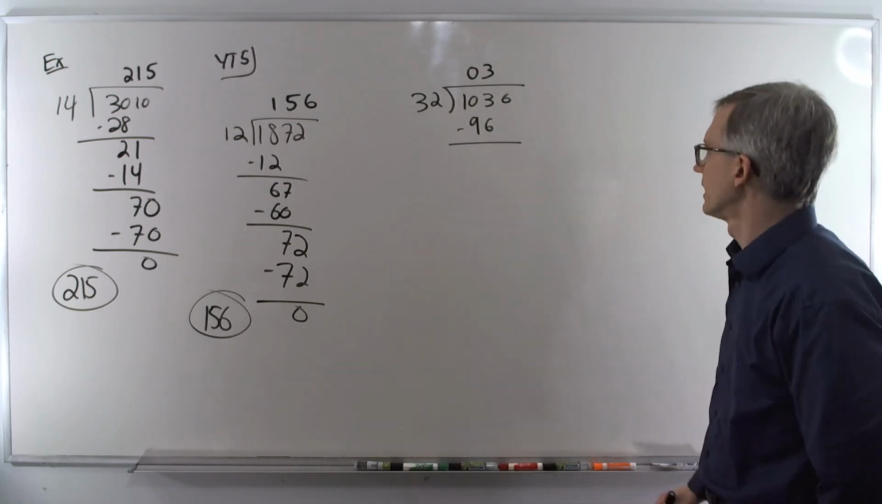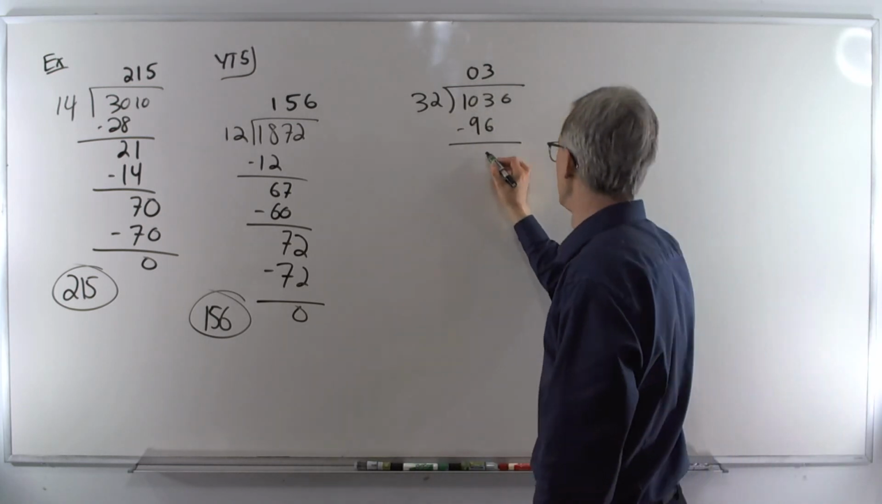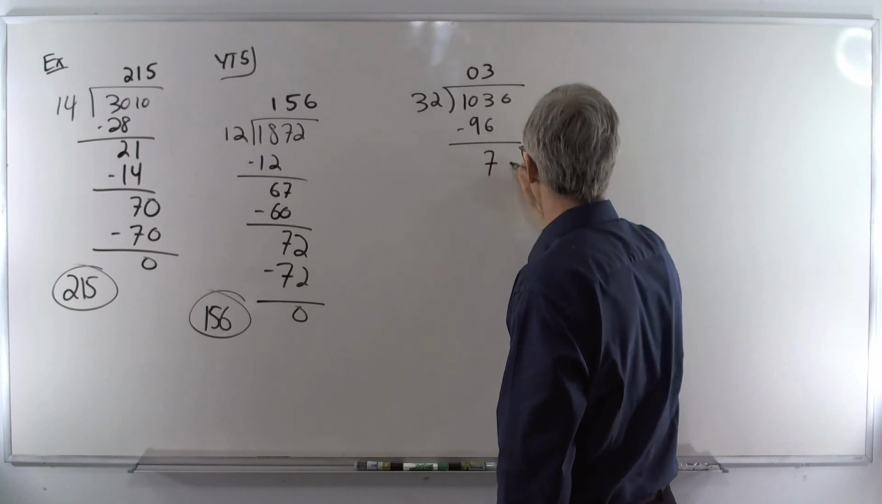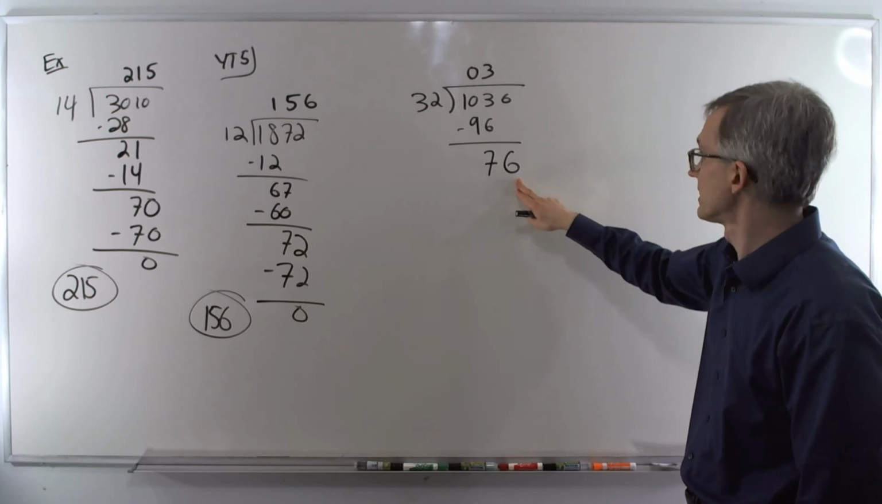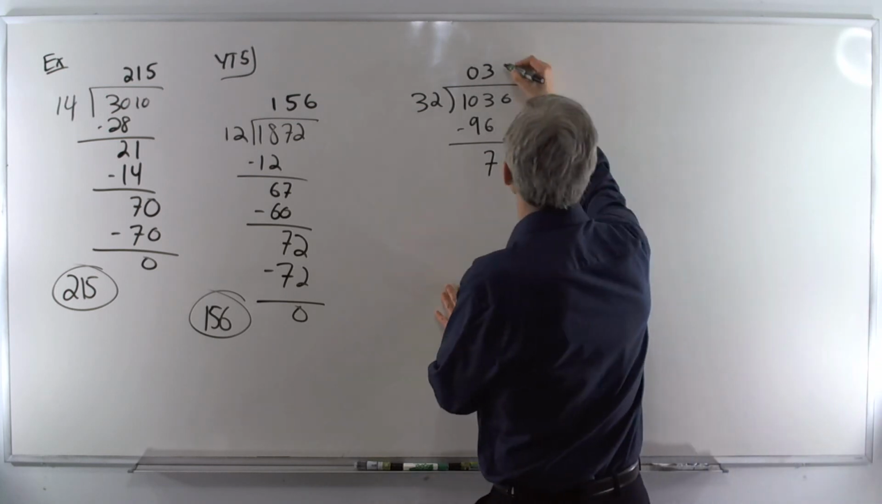So now we're going to subtract 96 from 103. That gives us 7. And then bring down the next digit, the 6. Now how many times does 32 go into 76? That'll be 2 times.